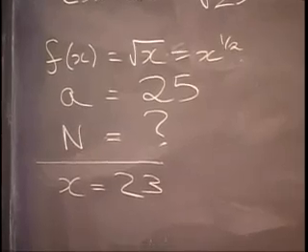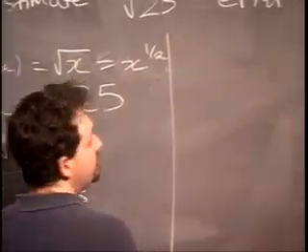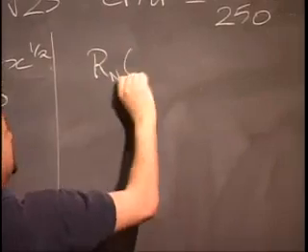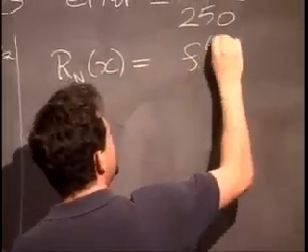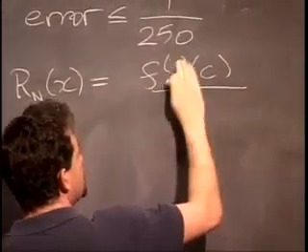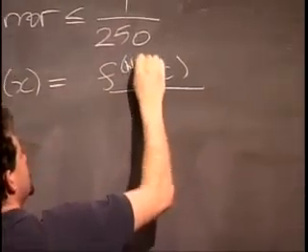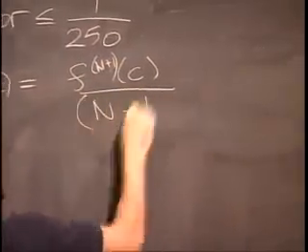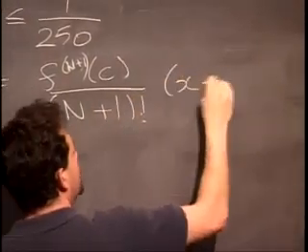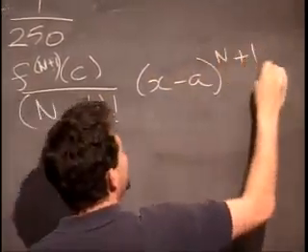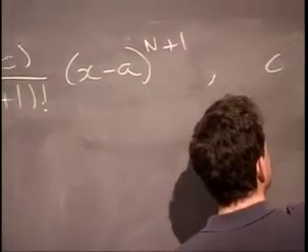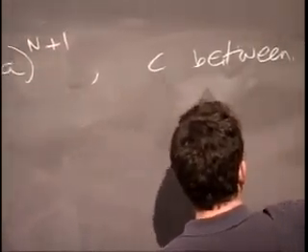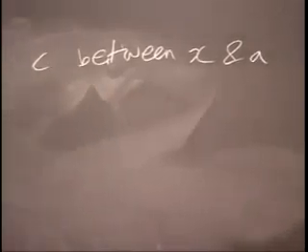Okay, so let's follow the procedure. Let's tackle the error first. R_n of x, in general, is equal to the (n+1)th derivative at c, over (n+1) factorial, times (x minus a) to the n plus 1, and you must write c between x and a. Well, we're going to need a table, so I'll throw it in here.